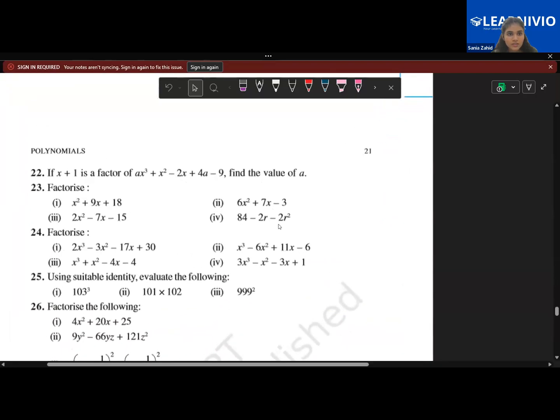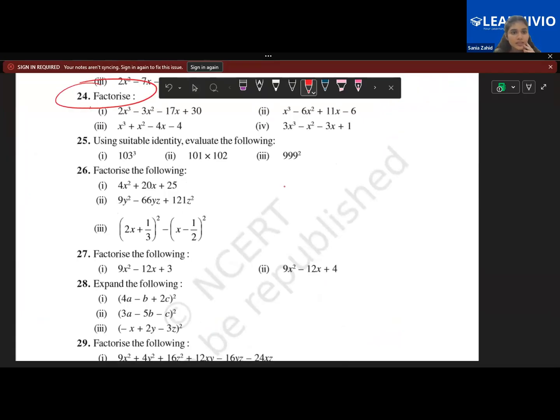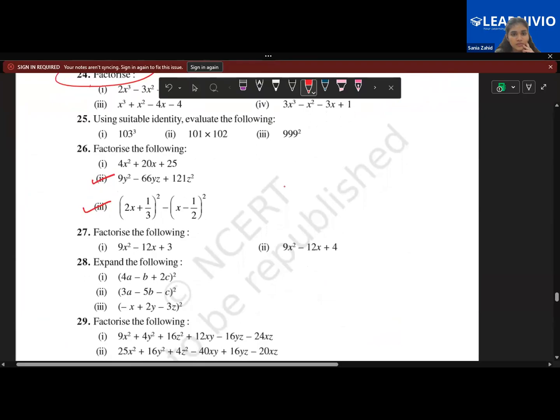Okay children, let's start this. First of all, you can leave the 24th question, we'll discuss it later. First you will do the third question, second question, middle term splitting you all know, right? We studied middle term splitting. Yes, ma'am. So you can do first part and third part. These 4 questions.